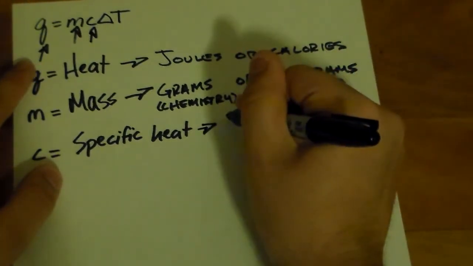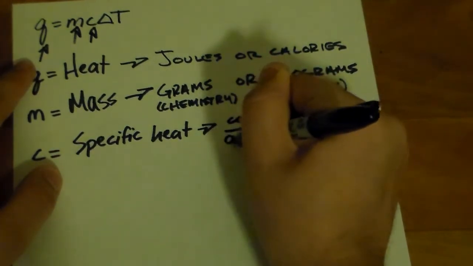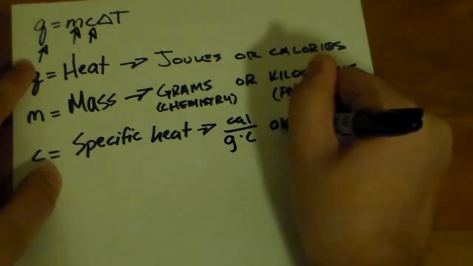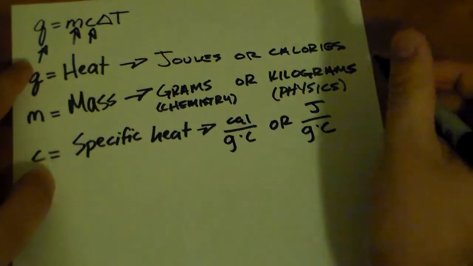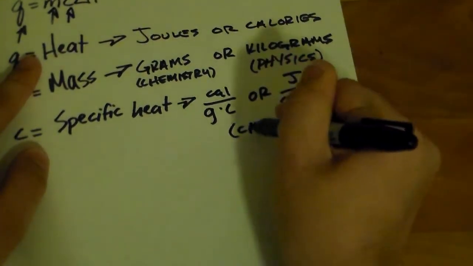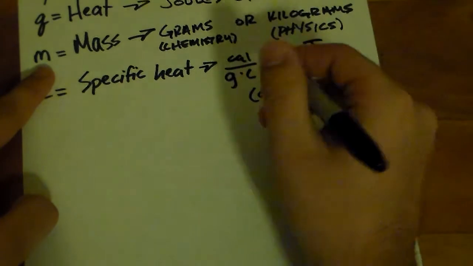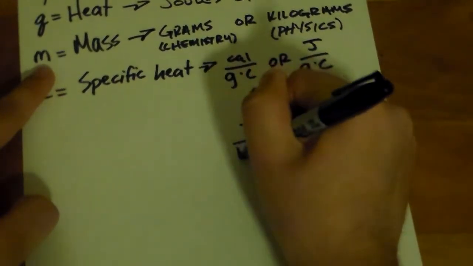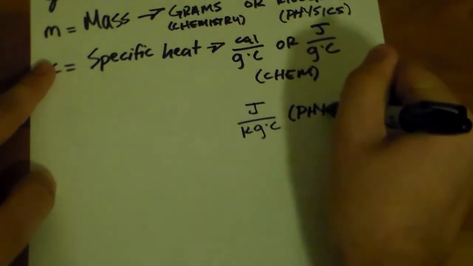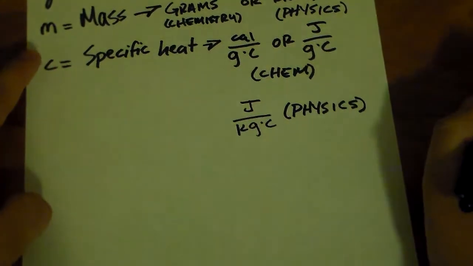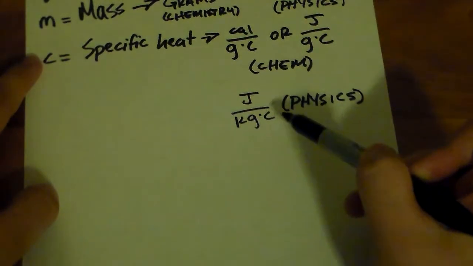So the 2 units are calorie per gram degree Celsius or joules per gram degree Celsius. So that's chemistry. And in physics, you'll be using just joules per kilogram degree Celsius. So chemistry is just one of these 2. In physics, it's just this one.